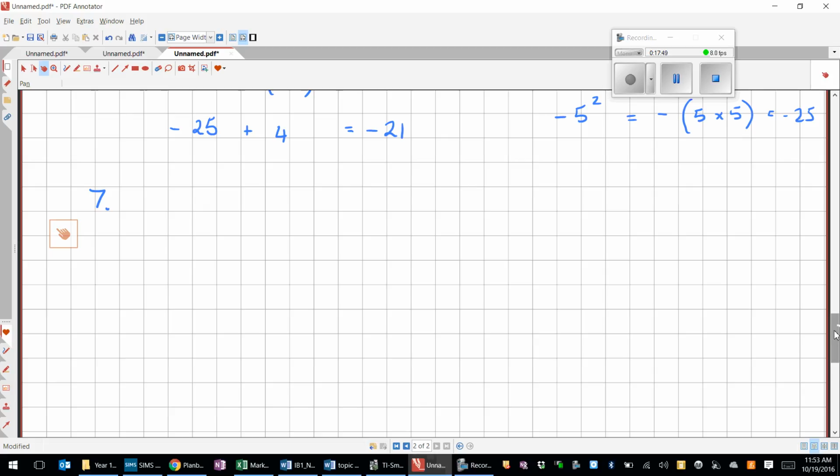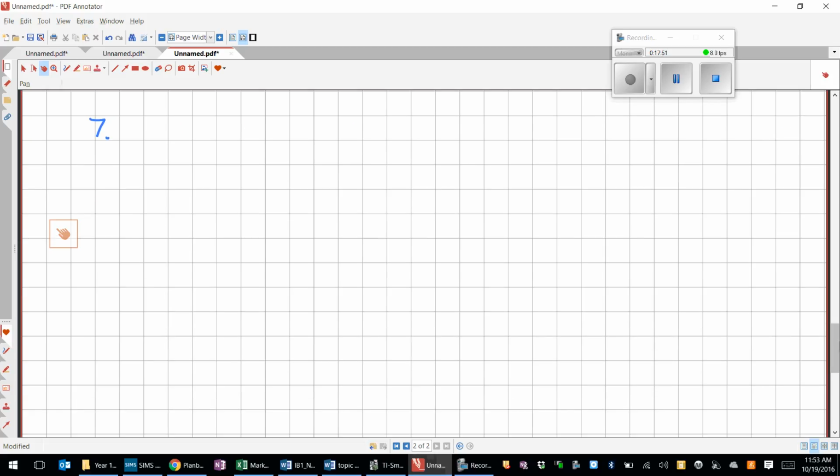So next time, okay? Are there any problems with question 7 that we would like to go through? We don't get F, okay? So F is negative 4, subtract something, equals 7.